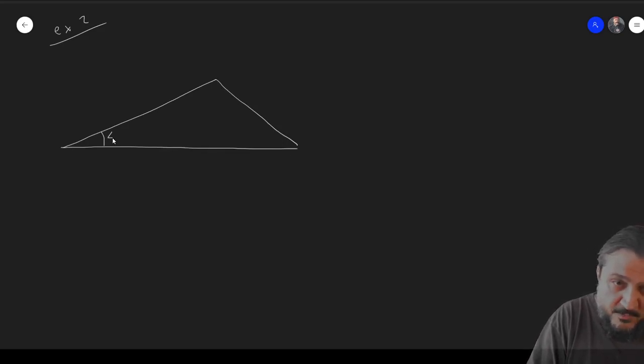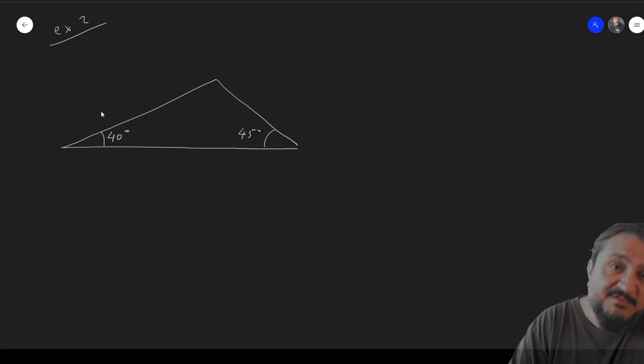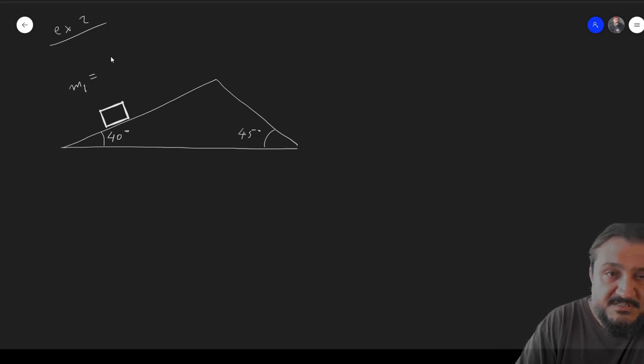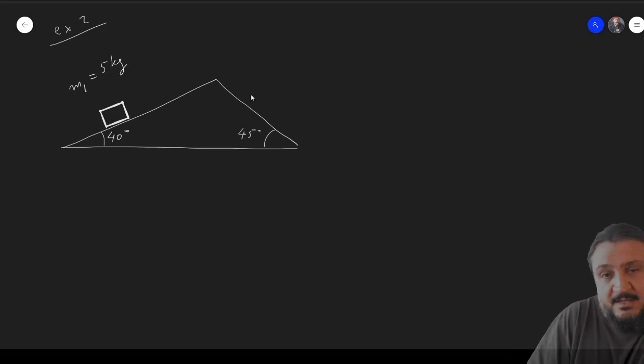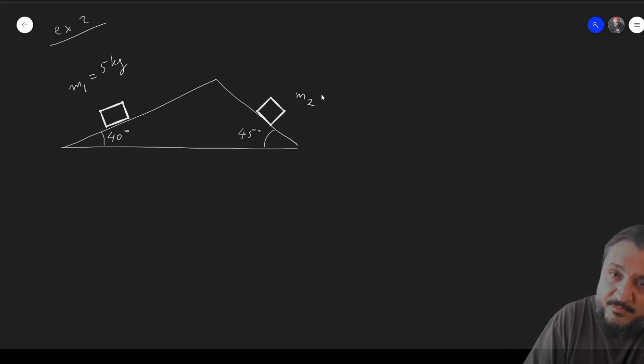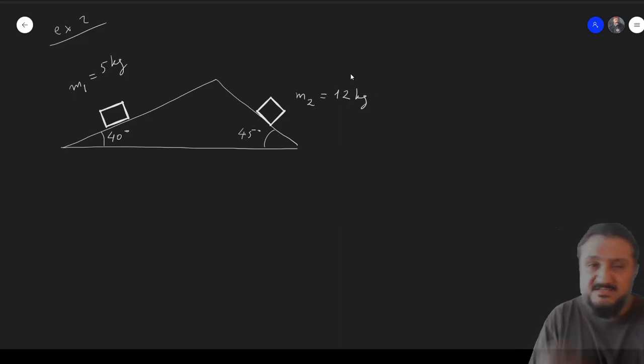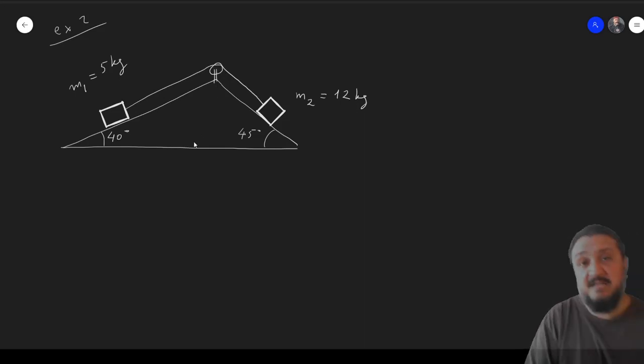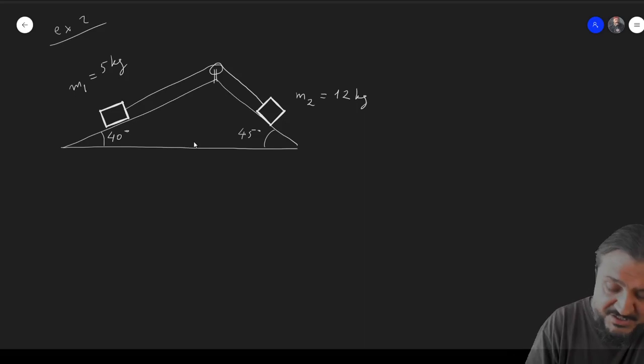Let this be 40 degrees, and this is 45, let's say. I have a mass on the left, which is 5 kilograms, and a mass on the right, M2, 12 kilograms. Okay, I picked something larger. I'm going to connect these two with a rope that goes over a pulley, and the pulley is again massless and frictionless, so I don't have to worry about the change in the tension. There's only one T in the system. T on left and right hand sides has the same value.